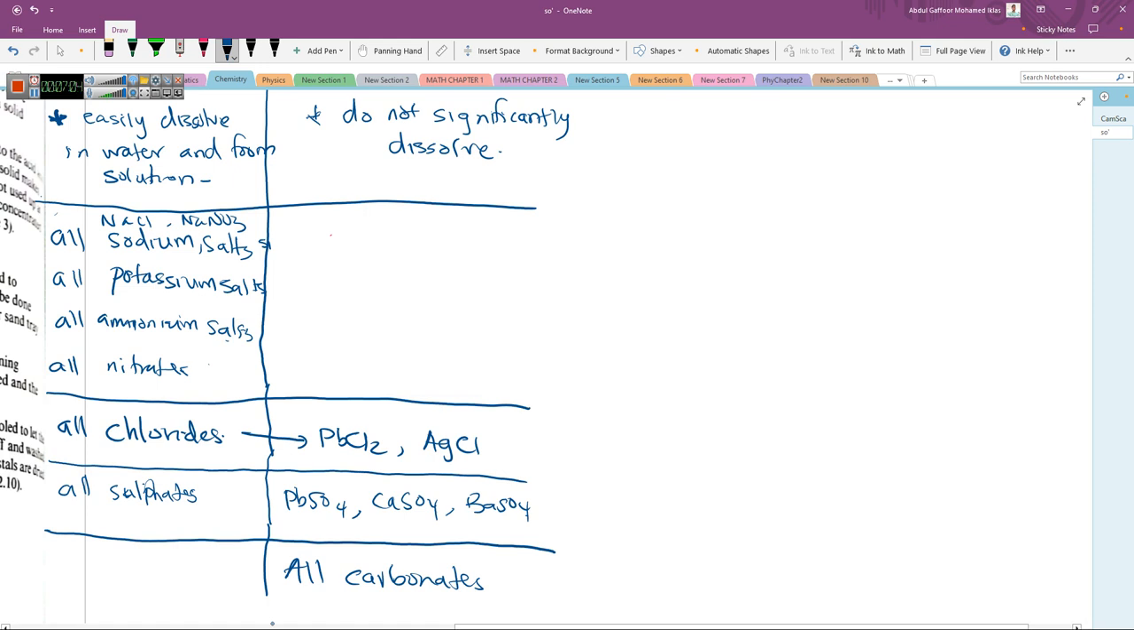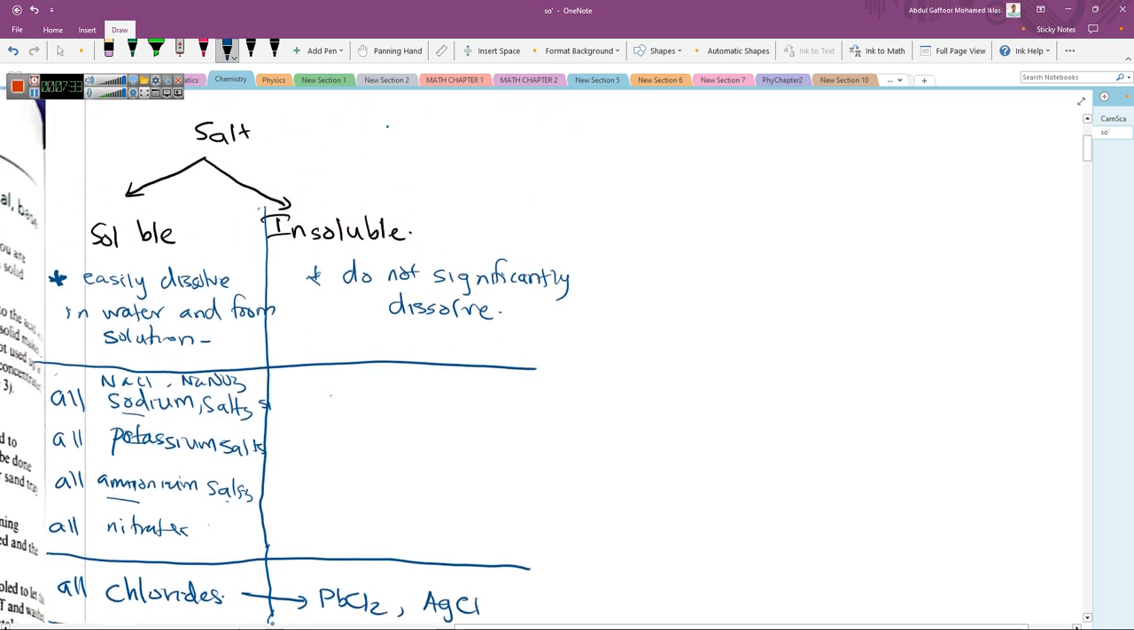So why? Because sodium we have already studied, right? Any salt of sodium, potassium and ammonium will dissolve in water. So except sodium carbonate, Na2CO3, potassium carbonate, K2CO3 and ammonium carbonate, (NH4)2CO3, right? So only these carbonates will dissolve in water, and the rest of the carbonates will be insoluble. They will not dissolve, right?